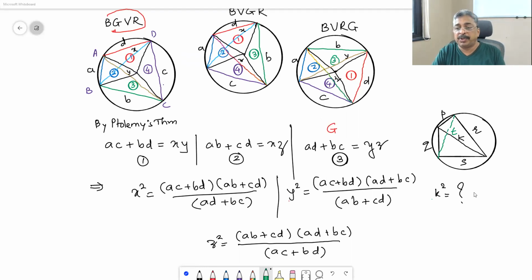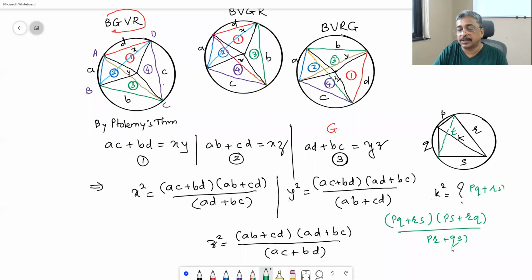K square is going to be (PQ plus RS) into (PS plus RQ) upon (PR plus QS). It is a very small space. So K square is equal to that. And T square, PQ plus RS in the denominator, PR plus QS in the numerator, PS plus RQ in the numerator.